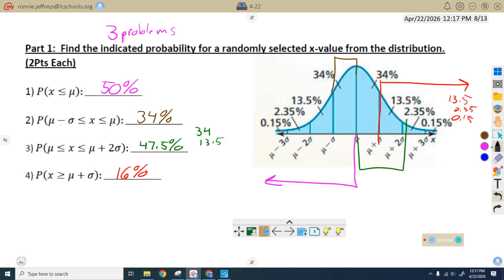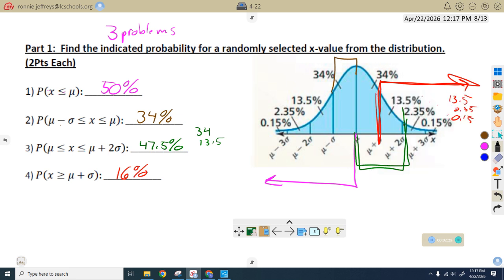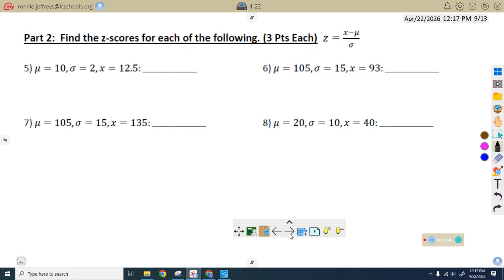Well, it's from everything here this way. So that's why I added these numbers together to get 16%. Same way that I added this together to get 47.5. Okay, simple. I got this right. All right. You only have 2 problems like this.